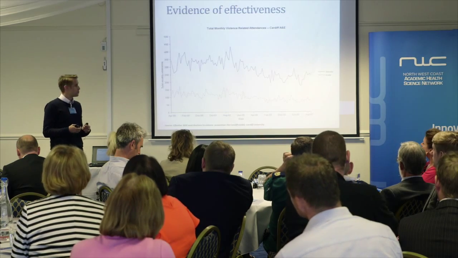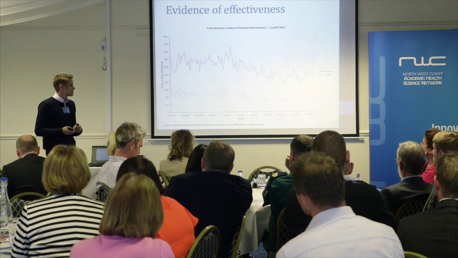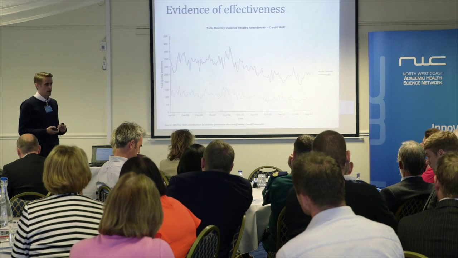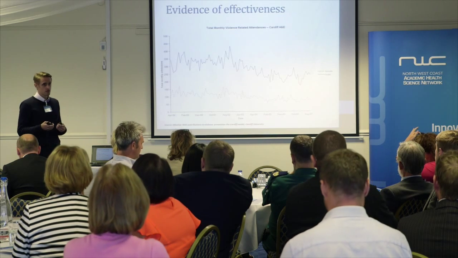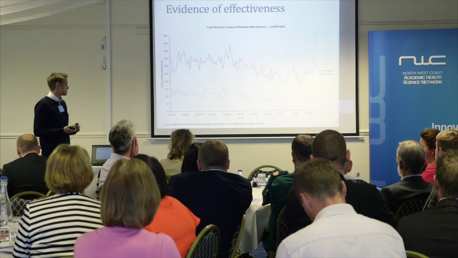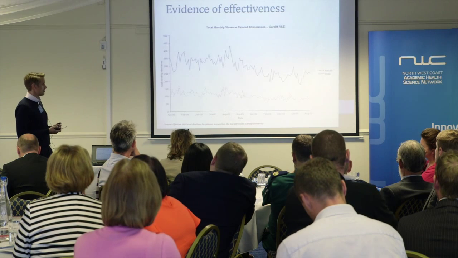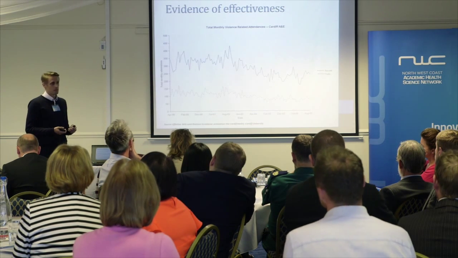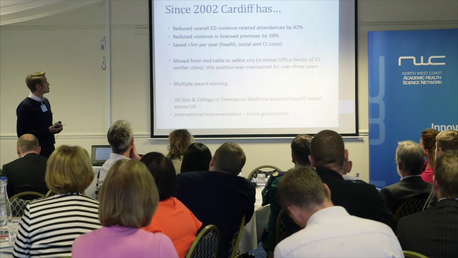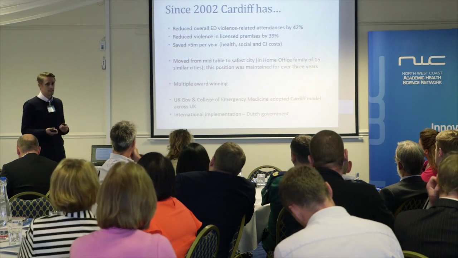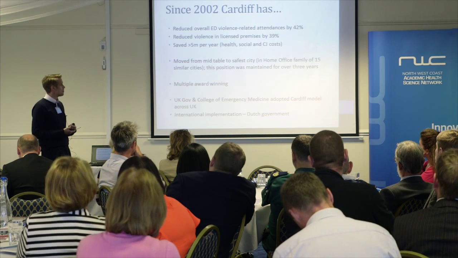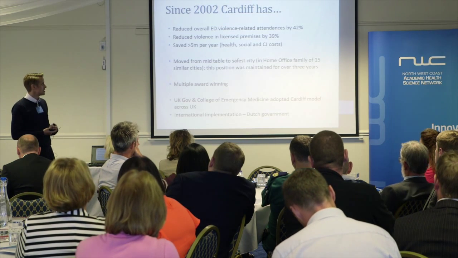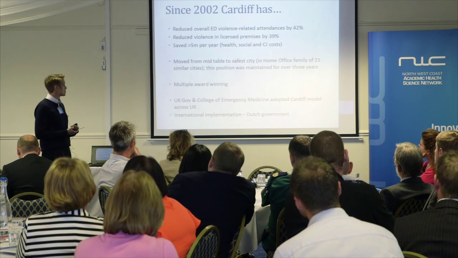This is the evidence of effectiveness for the Cardiff model. It's worth pointing out that the Cardiff model applies to one hospital and one city, so it's quite useful in terms of tangible outcomes. The solid line is male attendances which are violence related to the hospital, and the dashed line is female attendances. Over about an 8-year period, you can see a clear reduction. To put that into numbers, since 2002, ED violence-related attendances have gone down by 42%. Violence in licensed premises has gone down by 39%, and it's saved at least £5 million a year in health, social and criminal justice costs.